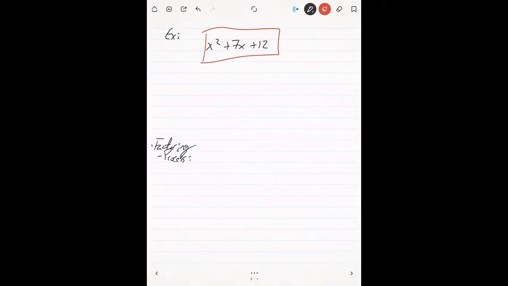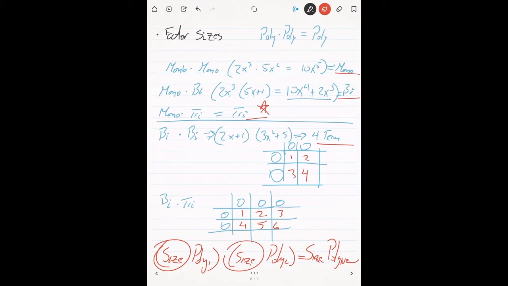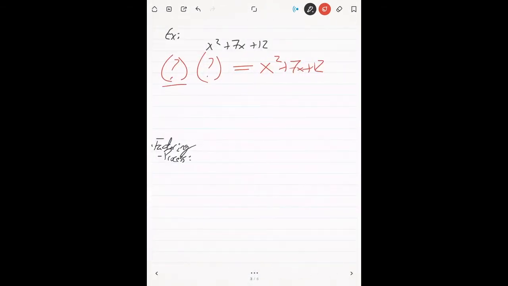Let's take a look at an example of a trinomial. What could multiply together to get us a trinomial? Well, in our previous discussion, we said we could have gotten a trinomial by multiplying a monomial and a trinomial together. So maybe this is one thing. Maybe there's just one term that we've multiplied by, and then this would be a trinomial.